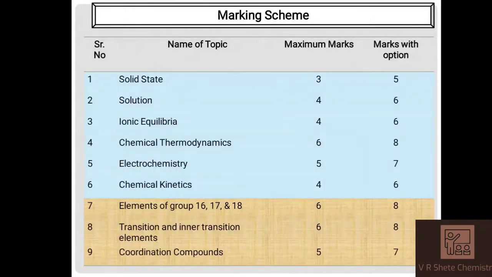Solutions 4 to 6 marks, ionic equilibria 4 to 6 marks, chemical thermodynamics 6 to 8 marks, electrochemistry 5 to 7 marks, chemical kinetics 4 to 6 marks. Then the elements of group 16, 17, 18 have 6 to 8 marks, transition and inner transition elements, that is d and f block elements, have 6 to 8 marks, and coordination compounds have 5 to 7 marks with option.